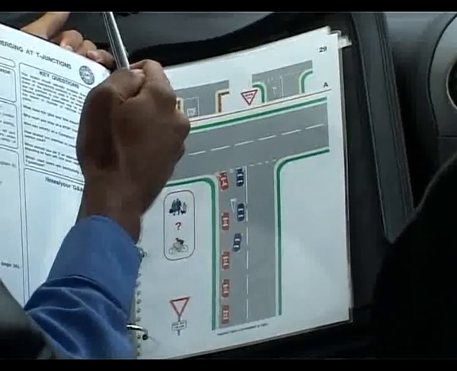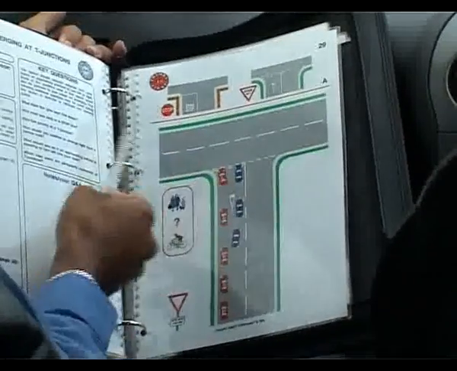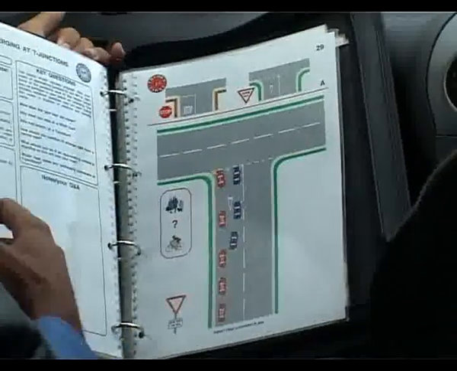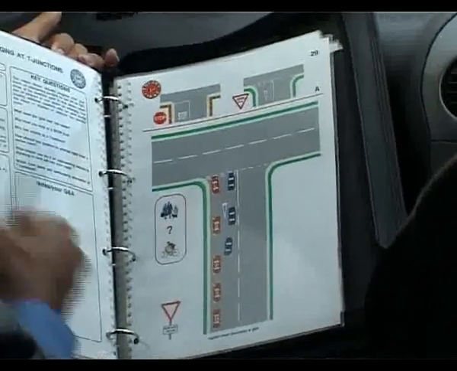So I've got two judgments to make there, haven't I? That's one. Right, exactly. So we need to obviously be judging the speed of the traffic coming from both directions, and when we start doing a bit of practice, we'll go through that in a bit more detail. Okay.